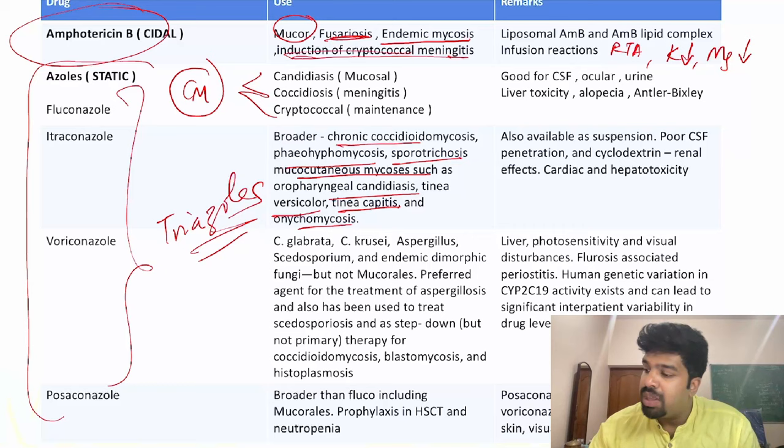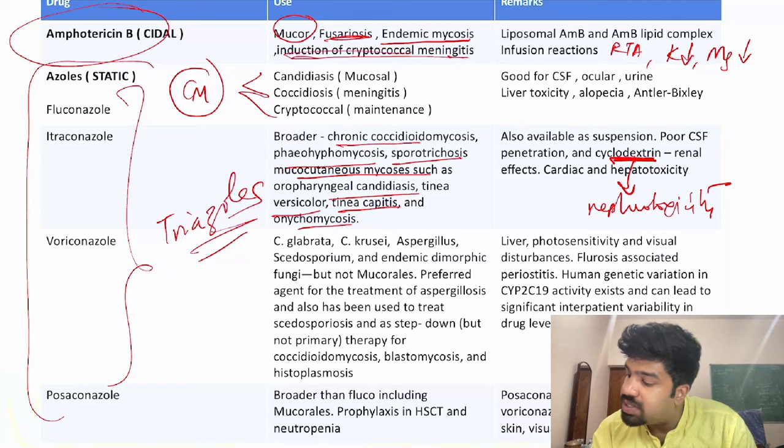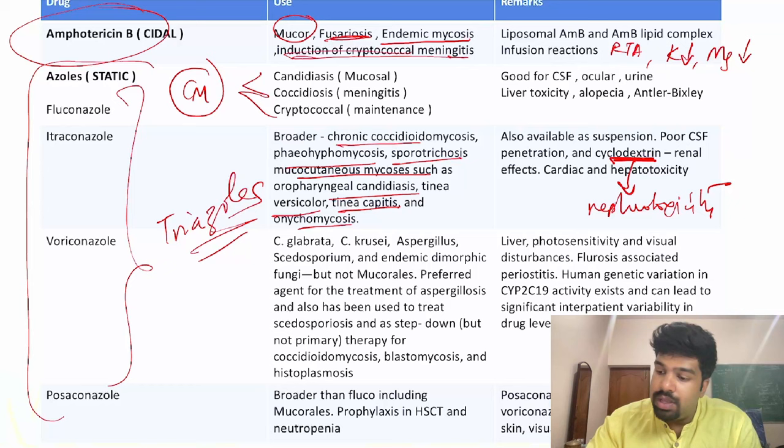It has a vehicle carrier called cyclodextrin. This cyclodextrin is going to cause nephrotoxicity. So cyclodextrin is present in itraconazole, which causes nephrotoxicity. At the same time, it has some amount of cardiac toxicity and hepatotoxicity. So much so that it is associated with heart failure. So itraconazole, heart failure. In heart failure patients, we cannot give itraconazole.